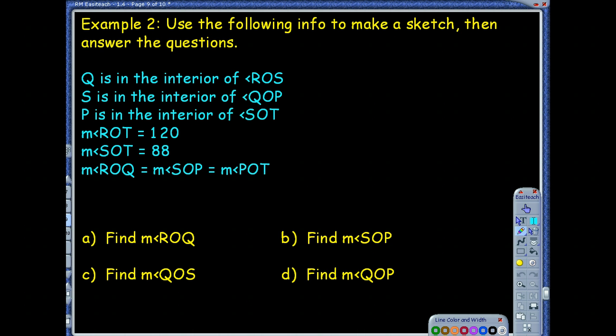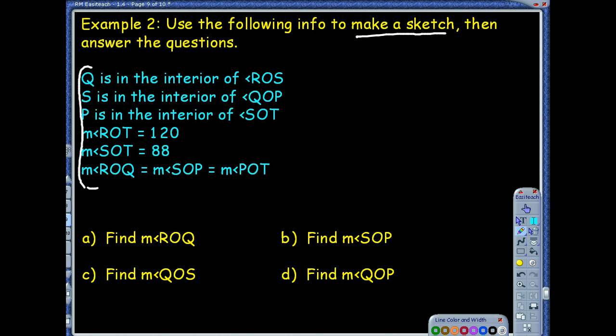All right, so lots of stuff going on in here. It says use the following information to make a sketch. Now, key here, it's a sketch. So when you make a sketch, it may not be drawn to scale, it may not look super pretty. It's okay. It says then answer the questions. So this stuff in blue is basically telling us how we're going to draw the picture. And then we're going to find these measures.